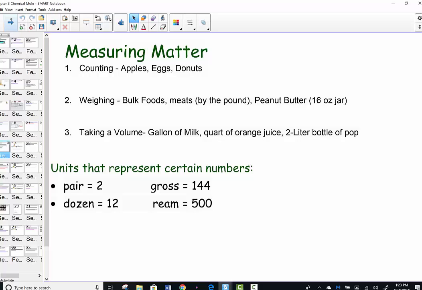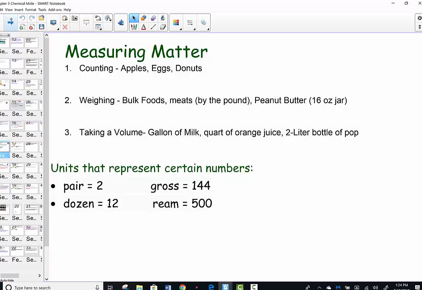That's counting out. Weighing, you spend time in the bulk food aisle. You can weigh out a certain amount of, I do that for my dogs for milk bones, for instance. Or you buy a pound of hamburger. You're weighing out a certain amount of product. Or you can buy something by taking a volume, a gallon of milk, a bottle of pop, whatever it might be. You're taking a certain volume. In chemistry, most likely volumes are for gases, sometimes for liquids. You can calculate a volume by water displacement for a solid.